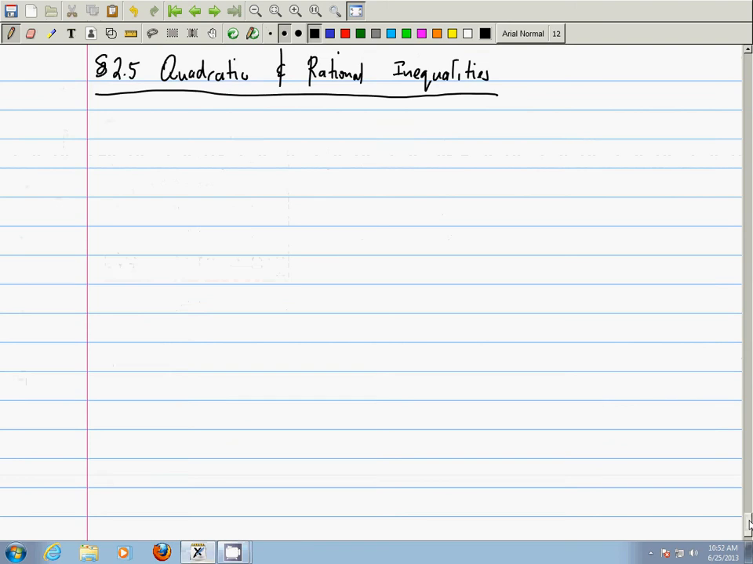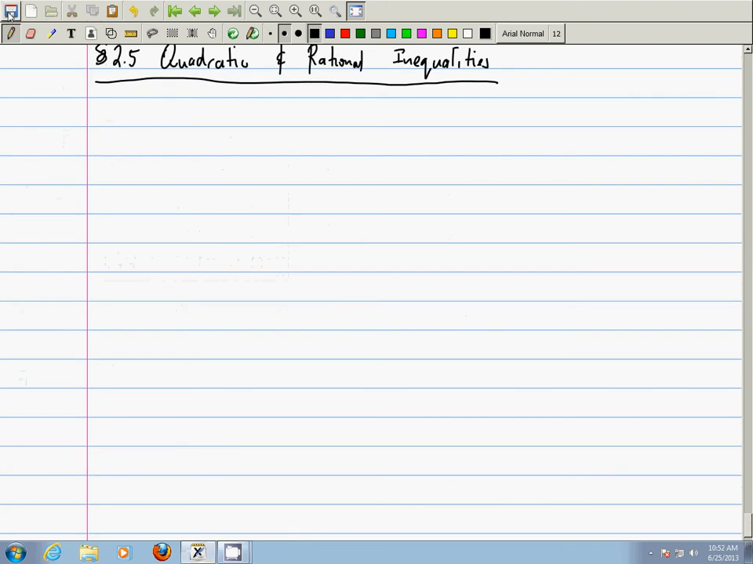I want to point something out that I think really logically should have already been pointed out in the book, but it's not been pointed out yet. And that is the following. I want to illustrate it first with an example. So for example, here is a quadratic equation, x squared plus x minus 6 is equal to 0.